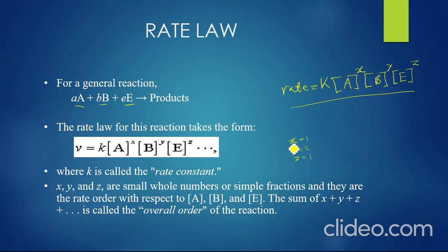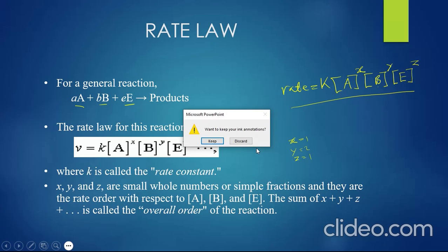When you add all this, that's what we are calling the overall reaction order. So we are saying the sum of these three, the sum of x, y, and z, is called the overall reaction order. So I'm going to show you how to determine the orders, and how to determine the rate constant, and how to come up with the overall reaction order in this example that you're going to see on the next page. So let's do an example so that you can understand clearly.